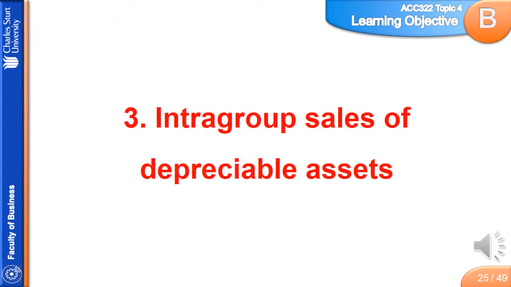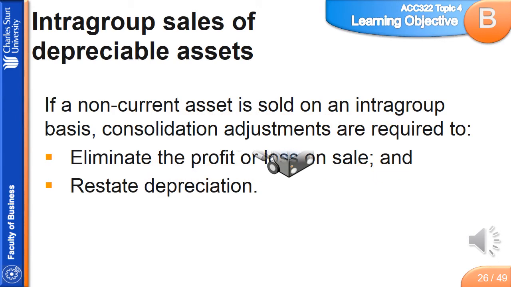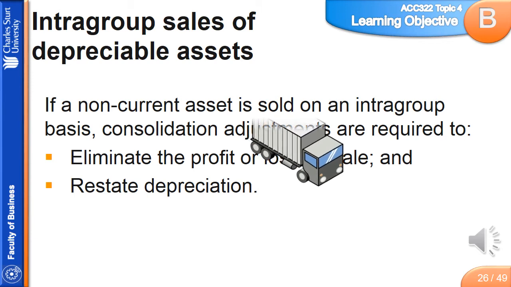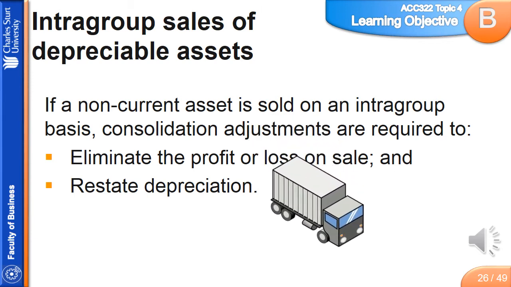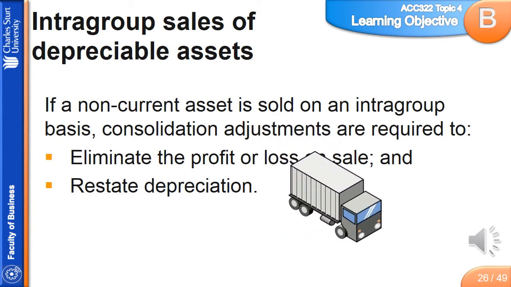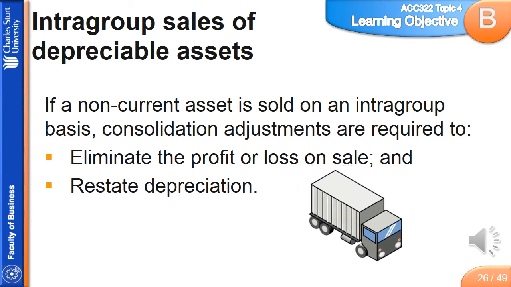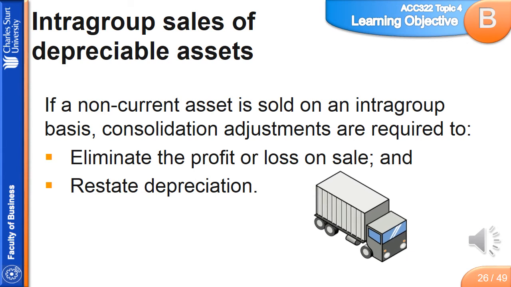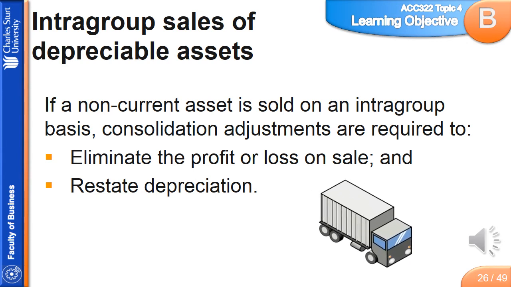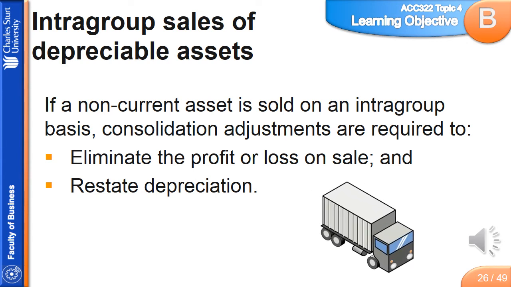Okay, so we're going to move on to the third type of intragroup transaction we look at in this topic, which is an intragroup sale of depreciable assets. So if a non-current asset, say property, plant and equipment, is sold on an intragroup basis, the consolidation adjustments are required to firstly eliminate the profit or the loss on the sale. Usually, or most examples are at a profit, but it could be a loss in some cases.